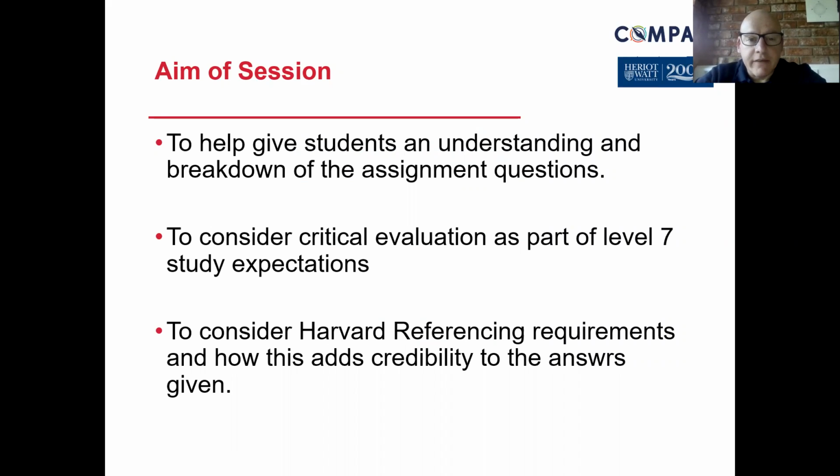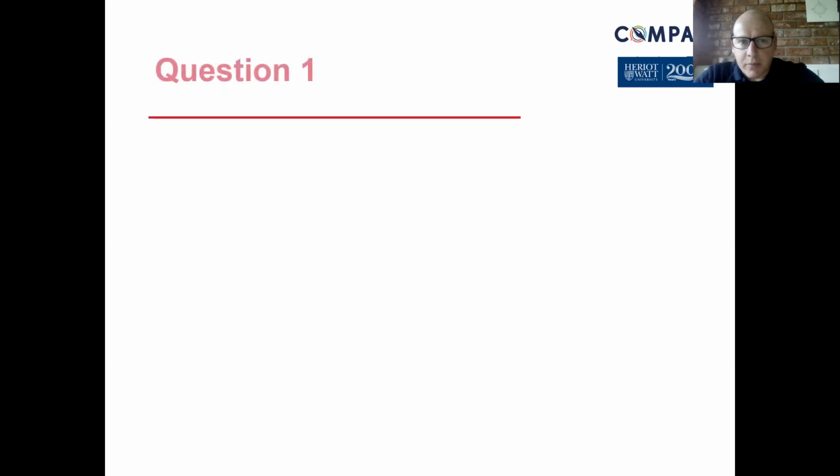Okay, so I want to give you an overview of the questions and what we're looking for. I also want you to appreciate critical evaluation at level 7 and the expectations associated with that. And then finally, because it is an academic piece of work, there is a requirement to make sure you cover Harvard referencing, and within that to give us sufficient detail to add credibility to the answer that you're giving, rather than just quote, using your own interpretation and summarizing some of the key points.